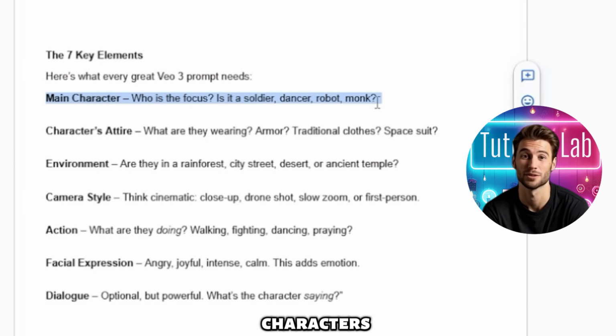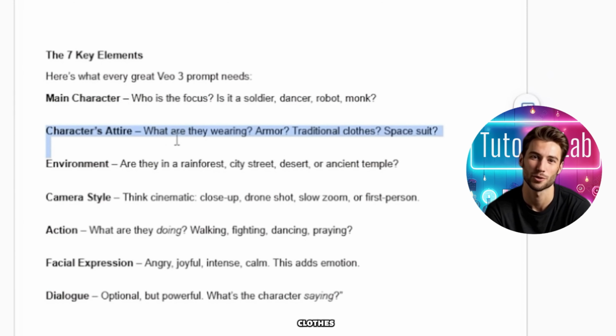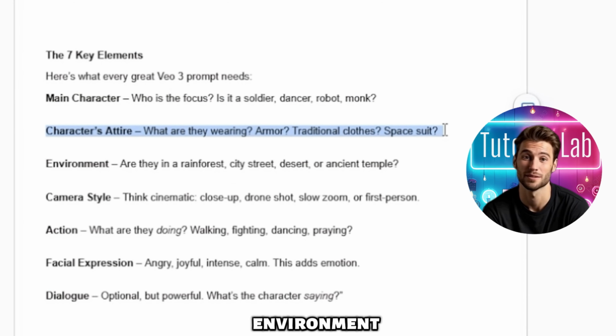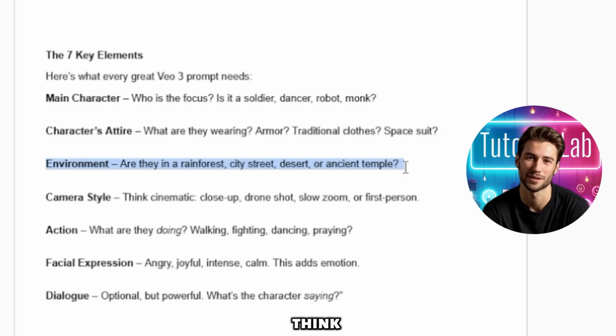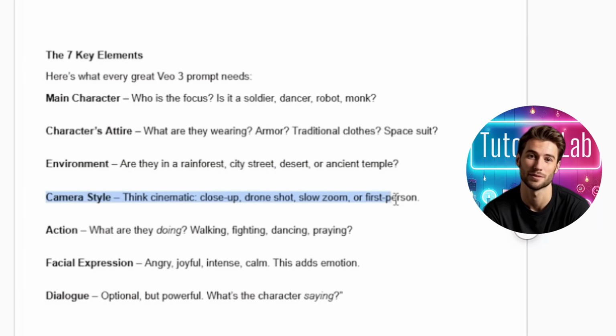2. Character's attire. What are they wearing? Armor, traditional clothes, spacesuit. 3. Environment. Are they in a rainforest, city street, desert, or ancient temple? 4. Camera style. Think cinematic, close-up, drone shot, slow zoom, or first person.